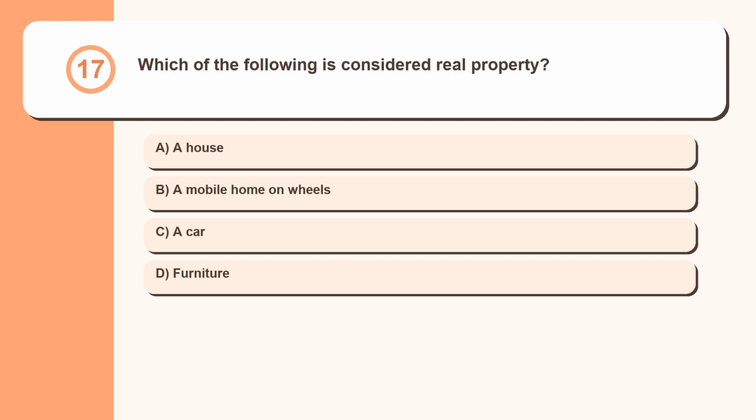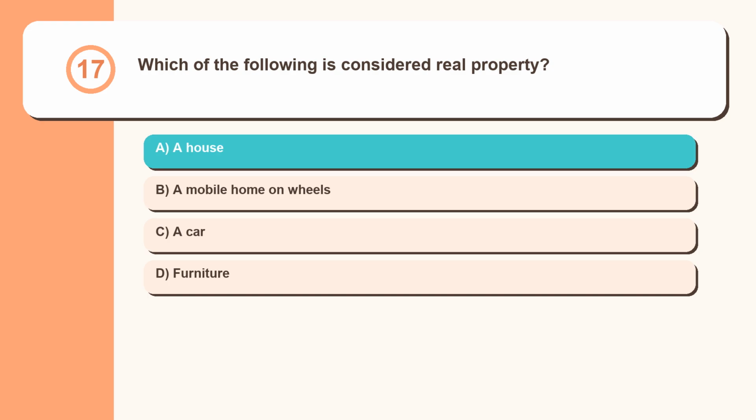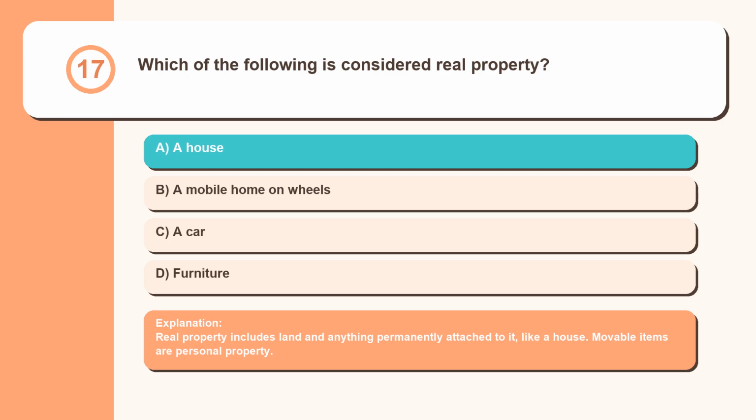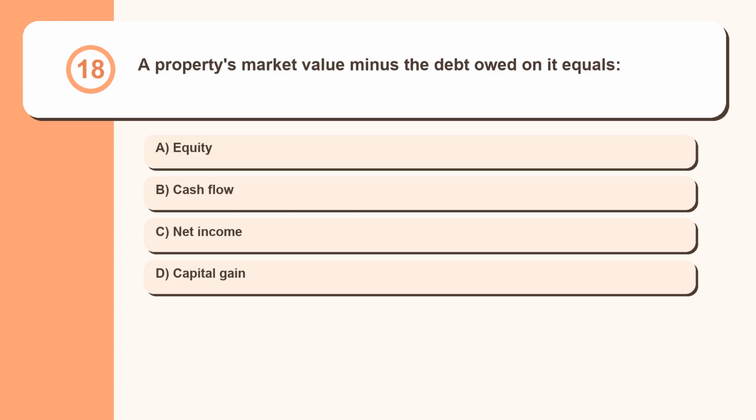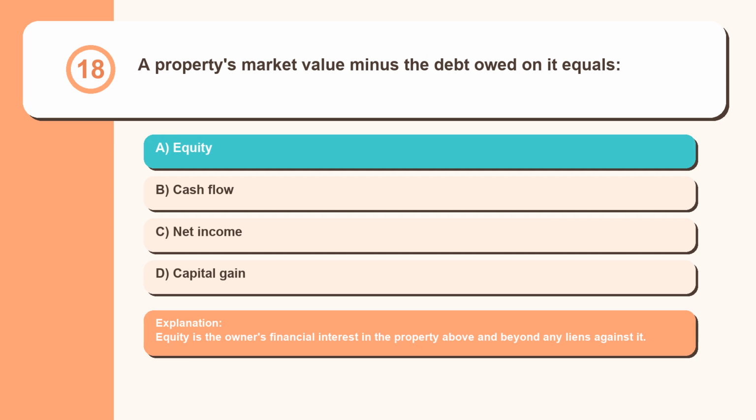Question 17. Which of the following is considered real property? A house, a mobile home on wheels, a car, furniture. Real property includes land and anything permanently attached to it, like a house. Movable items are personal property. Question 18. A property's market value minus the debt owed on it equals equity, cash flow, net income, capital gain. Equity is the owner's financial interest in the property above and beyond any liens against it.